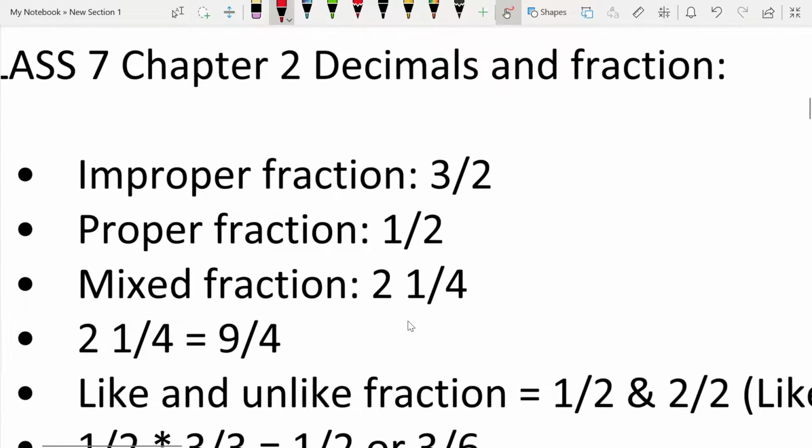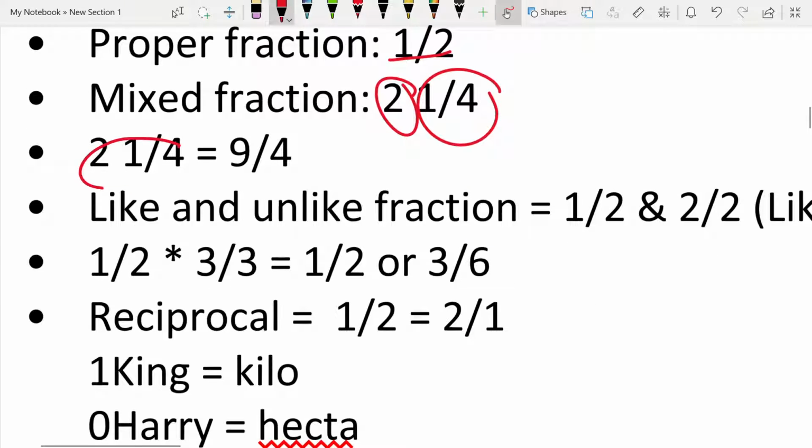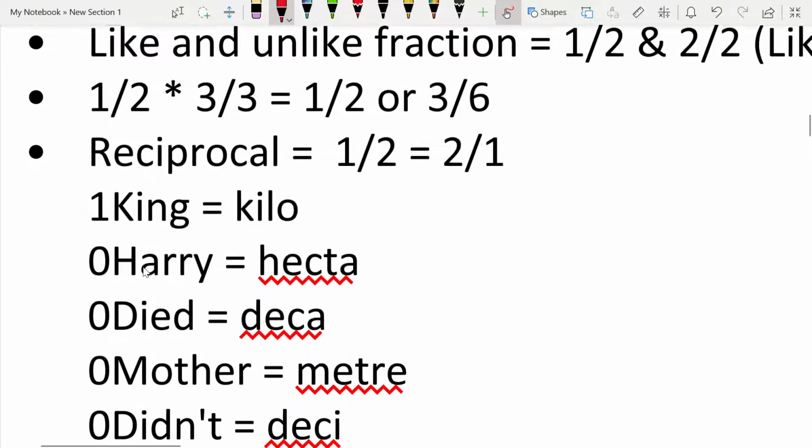Let's move on to chapter 2, decimals and fractions. Improper fractions is when the numerator is bigger than the denominator. And proper fractions are when the numerator is smaller than the denominator. Mixed fraction is when you have a whole number with a fraction. And to make this mixed fraction an improper fraction, you can just multiply 2 times 4 is 8, and 8 plus 1 is 9. So 9 by 4. That's very easy stuff.